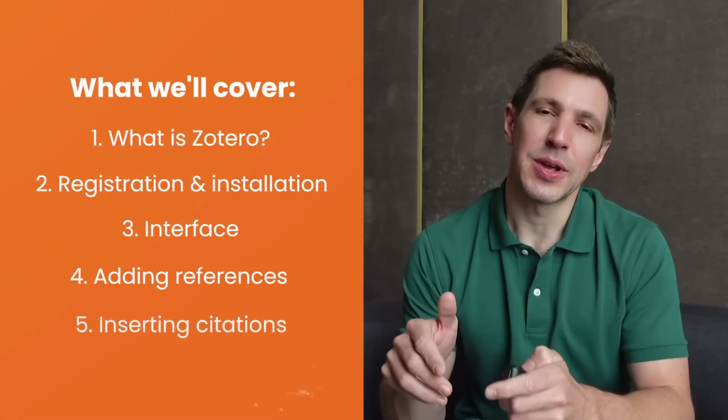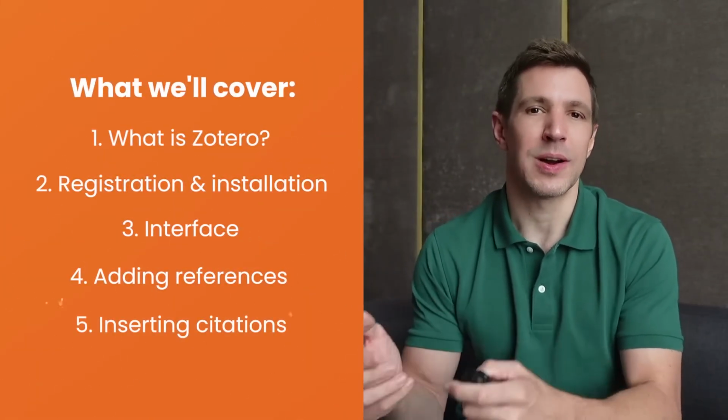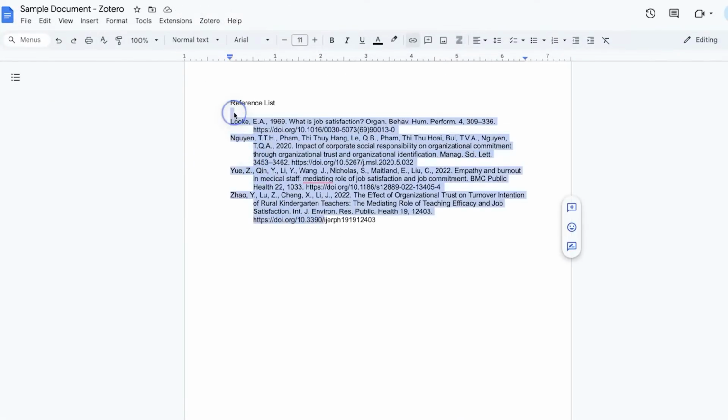Last but not least, we'll look at how to use Zotero within a word processor such as Google Docs or Microsoft Word to make inserting your citations and building your reference list super simple. If you'd prefer to skip past any of these sections, you can find the timestamps in the description. And so without further delay, let's jump into it.